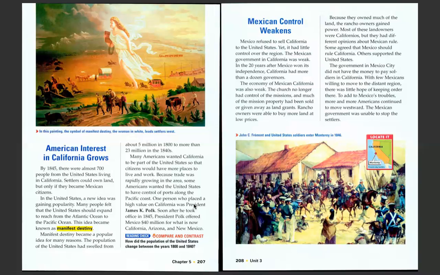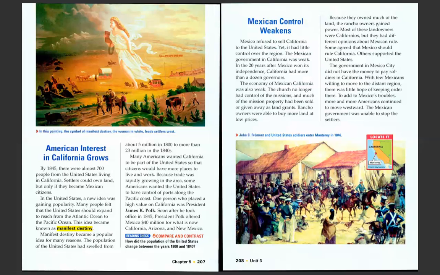Most of these landowners were Californios, but they had different opinions about Mexican rule. Some agreed that Mexico should rule California. Others supported the United States. The government in Mexico City did not have the money to pay soldiers in California. With few Mexicans willing to move to the distant region, there was little hope of keeping order there. To add to Mexico's troubles, more and more Americans continued to move westward. The Mexican government was unable to stop the settlers.